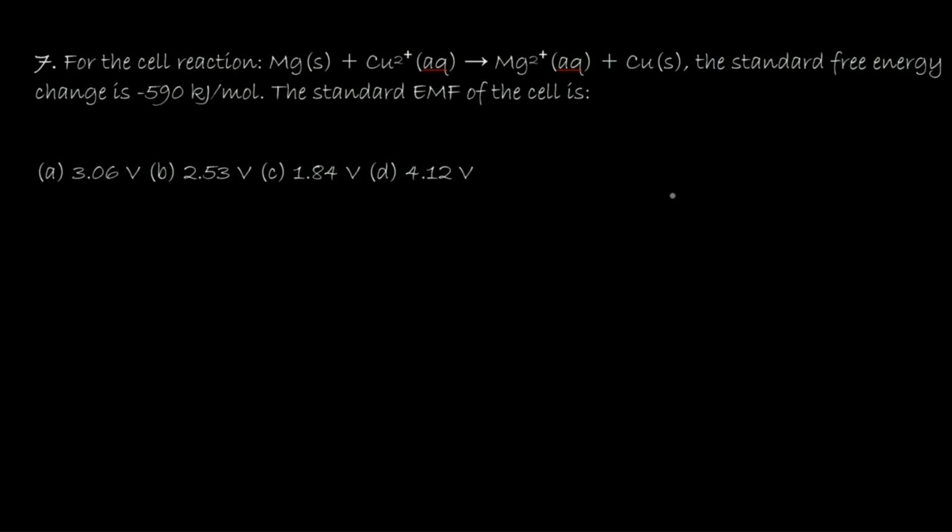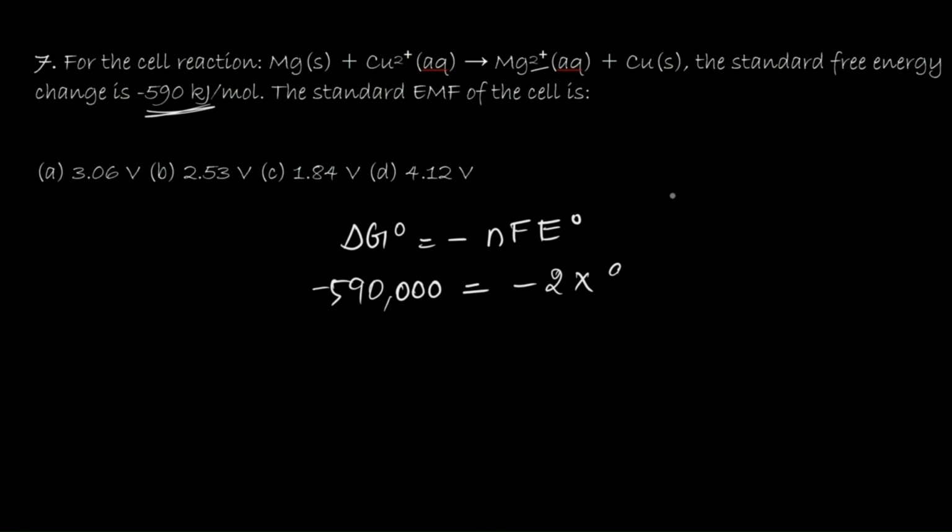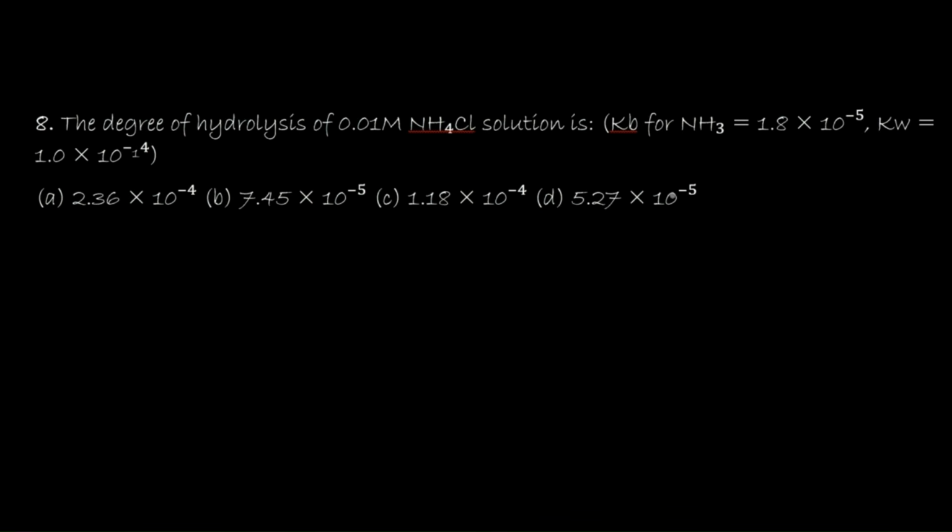So what is the formula? Here we know delta G naught is equal to minus nFE naught. Just substitute the value. This is given in kilojoules. So minus 590 into 1000, which is extra 3 zeros, equals minus the number of electrons participating, 2 electrons, into 96,500 into E naught. So I have to get the E naught. So the answer becomes 3.06. Okay. Moving on to the next question.